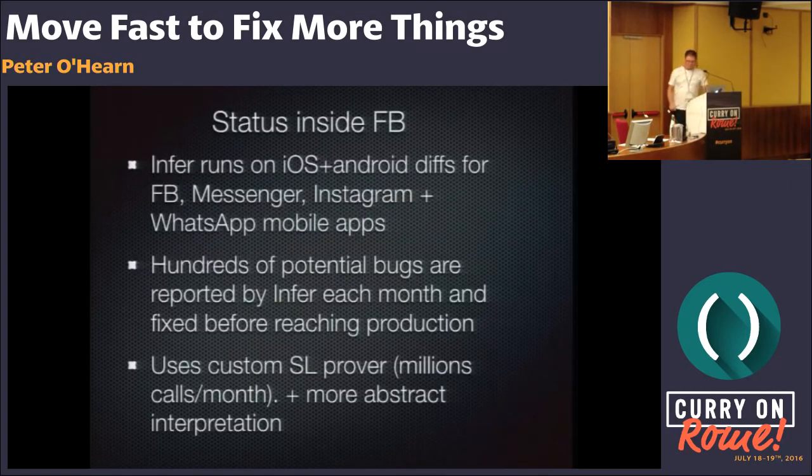Okay, so what's the status of Infer right now? Inside of Facebook, it runs on every diff or every code mod for the iOS and Android apps for Facebook, Messenger, Instagram, and WhatsApp, right? And so there's lots of code, and that code's used by a lot of people, so that's good. Hundreds of bugs are reported by Infer each month and fixed before they reach production.